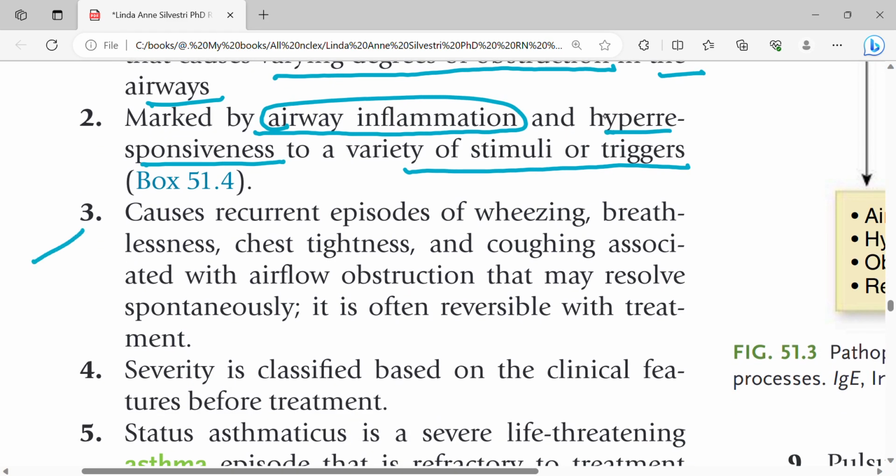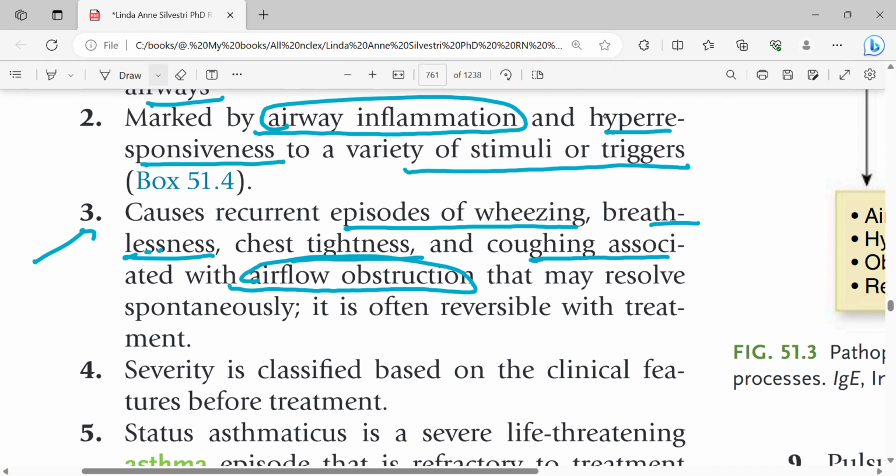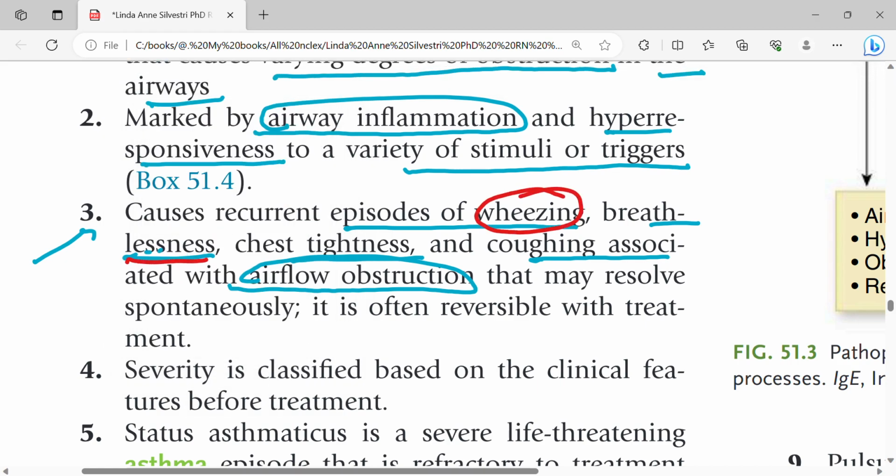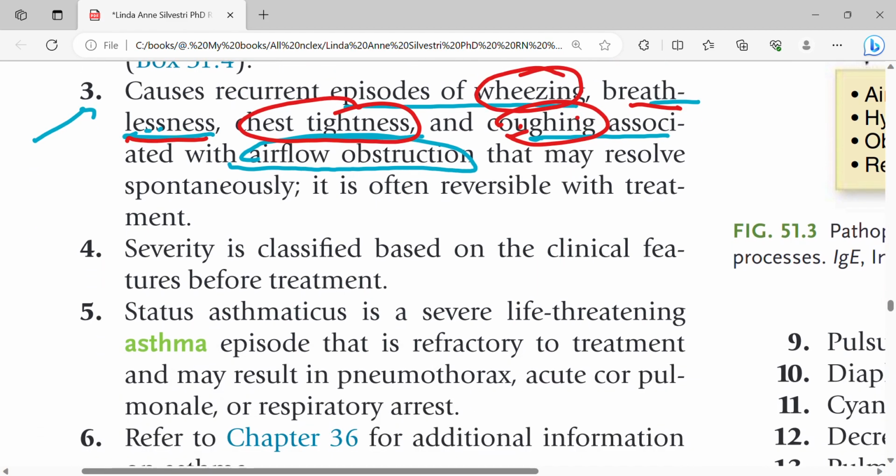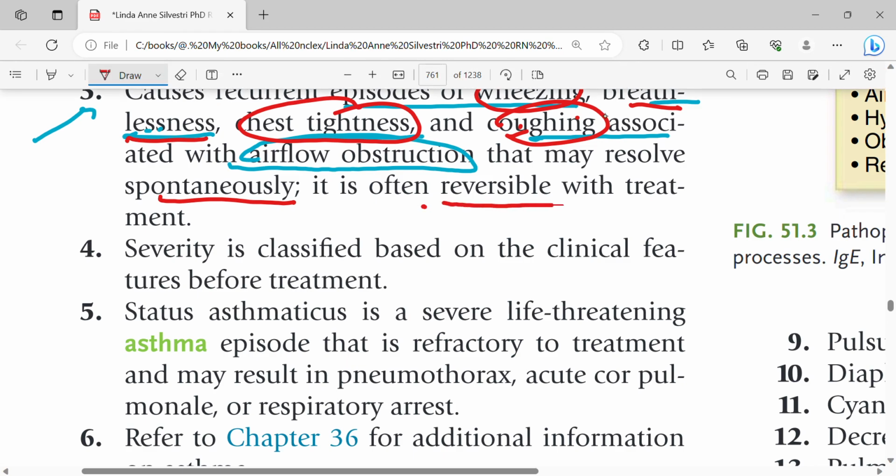What are the features? Recurrent episodes of wheezing, breathlessness, chest tightness, and coughing associated with airflow obstruction. That may resolve spontaneously. It is often reversible with treatment. Okay, it is reversible also.